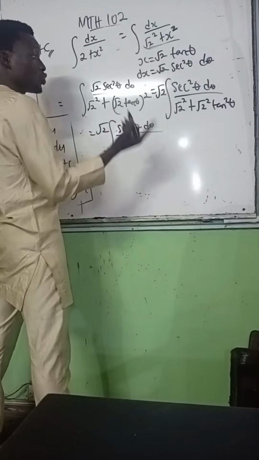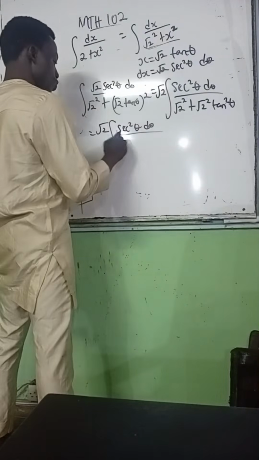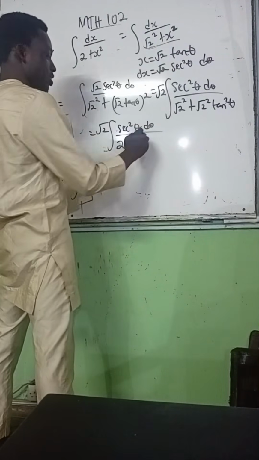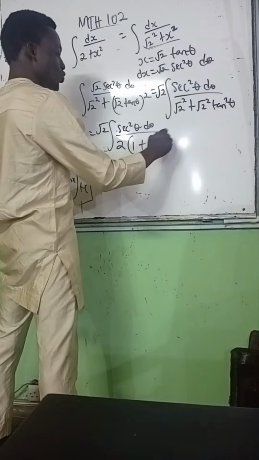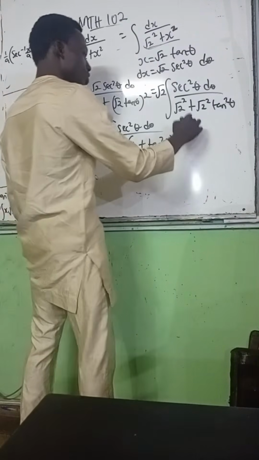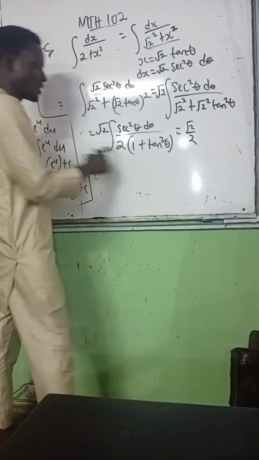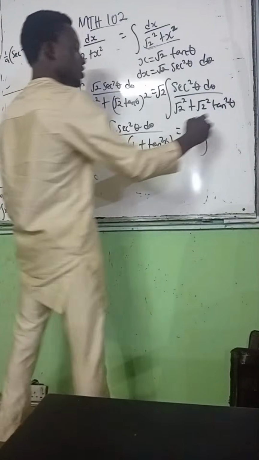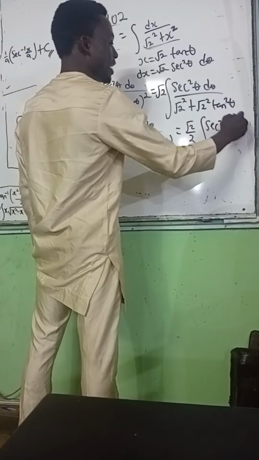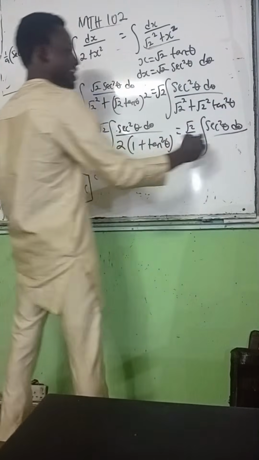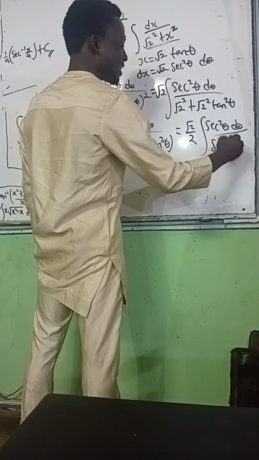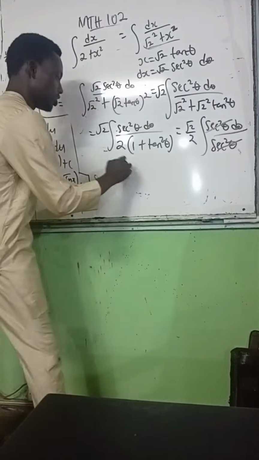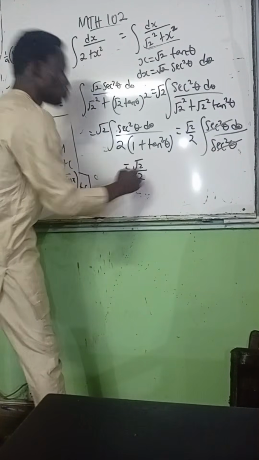So we have root 2 square, which is 2. So we bring in 2 here, you have 1, right? Plus what? Tan square theta equals to what? Root 2 over 2, right? Integral of what? Sec square theta d theta. What is 1 plus tan square theta? Sec square theta. And they kill each other. So we have root 2 over 2.